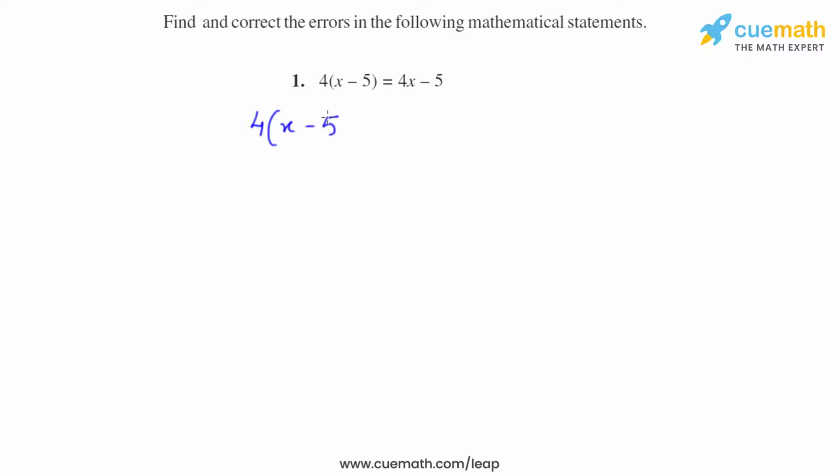minus 5. So whenever we have any term outside the bracket, we have to multiply that term with all the terms inside the bracket. That is 4 multiplied with x, 4x, 4 multiplied with minus 5, minus 20. So the correct answer should be 4x minus 20, not minus 5. So instead of 4x minus 5, the correct answer should be 4x minus 20.